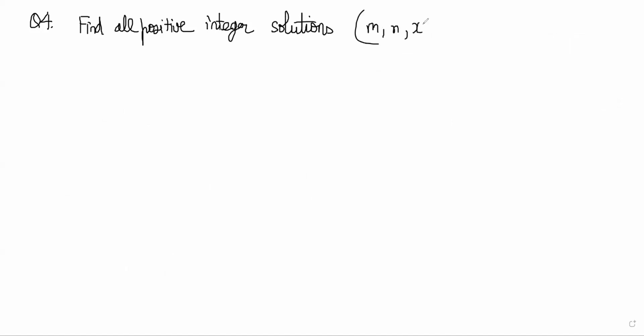We have to find all positive integer solutions m, n, x to the equation 2 power m plus 3 power n equal to x square.